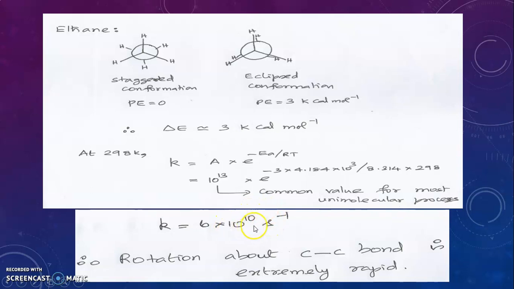See, 6 into 10 power 10 is a very huge value. This indicates that in 1 second, about 10 power 10 molecules of ethane get converted from one staggered form to another staggered form. See, 10 power 10 is not a simple number, it's a very huge number. So this rotation occurs in a very fast manner. Rotation about a carbon-carbon single bond is extremely rapid.